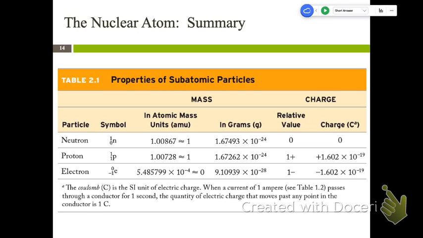What do you notice about the mass of the electron compared to these two? So this is approximately 0 mass. But these two are about equal to each other. So we have mass particles, the neutron and the proton, and then we have charged particles, the proton and the electron.